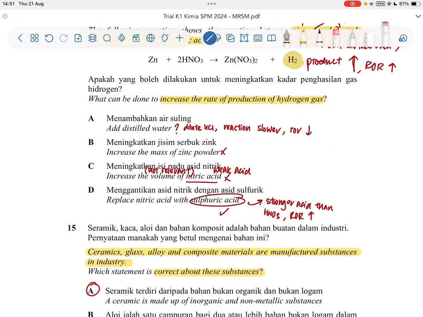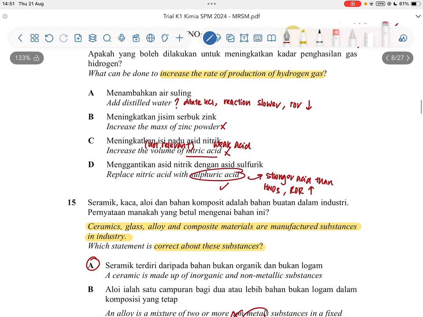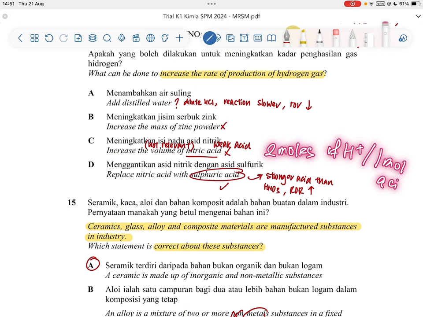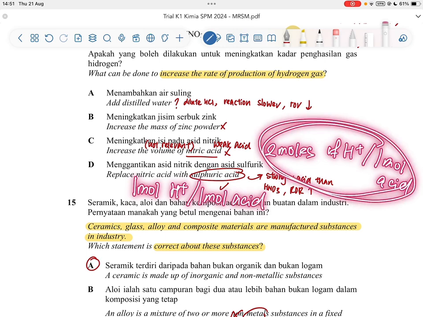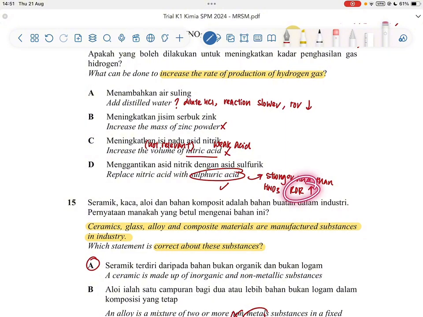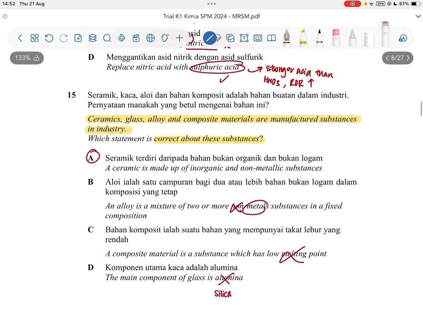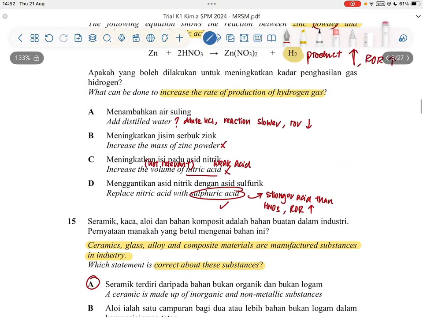So for your information, sulfuric acid is stronger than nitric acid because it can produce 2 moles of hydrogen ion per 1 mole of acid. Meanwhile, nitric acid only produces 1 mole of hydrogen ion per 1 mole of acid. So definitely the one for sulfuric acid is higher. So it is a stronger acid, so the rate of reaction will be higher. So the answer would be D.